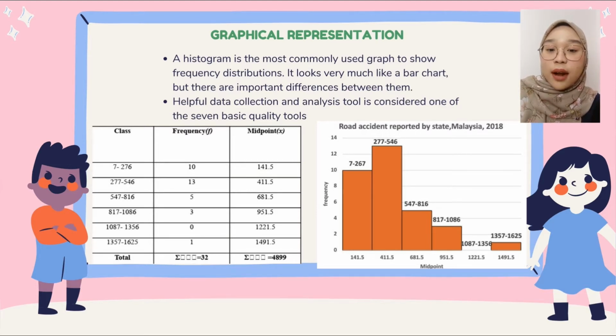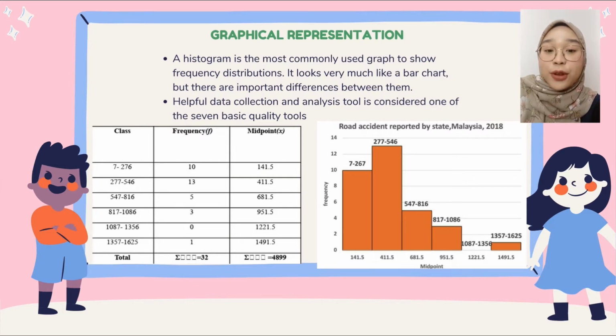This histogram graph shows the number of accident cases that have been recorded in Malaysia in 2018. This graph shows the order of the data that has been prepared based on the table. Here we can see at the midpoint 141.5, the frequency is 10. Then at the midpoint 411.5, the frequency goes up to 13.